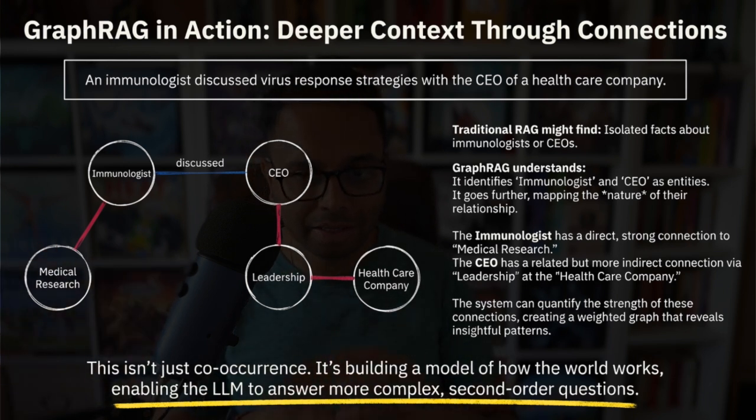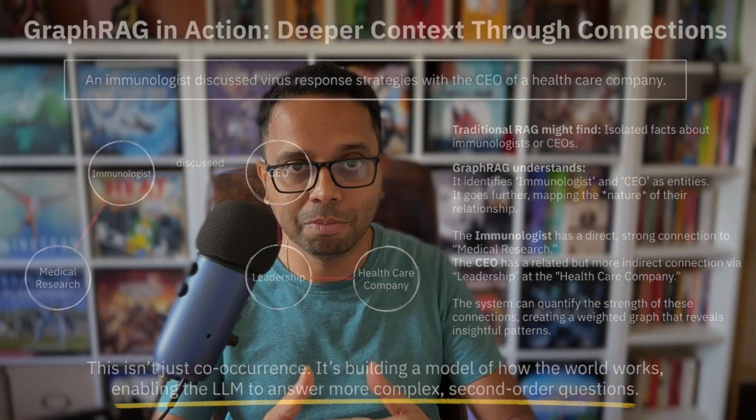The system then can quantify the strength of these connections to create a more weighted graph that reveals a lot more insightful information, just beyond the question and answer, right? So sometimes it looks more like reasoning, because the LLM is trying to analyze these connections before it actually fetches information for you based on the questions that you have asked.